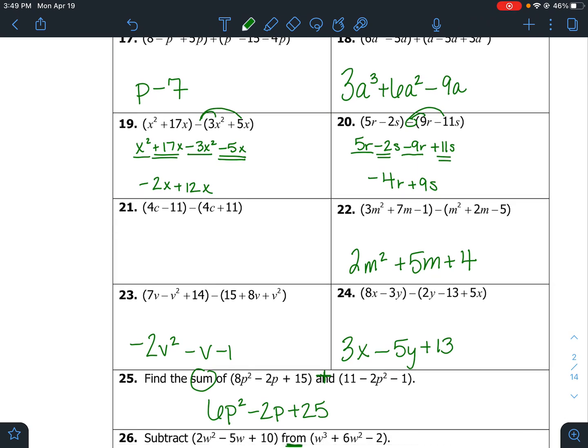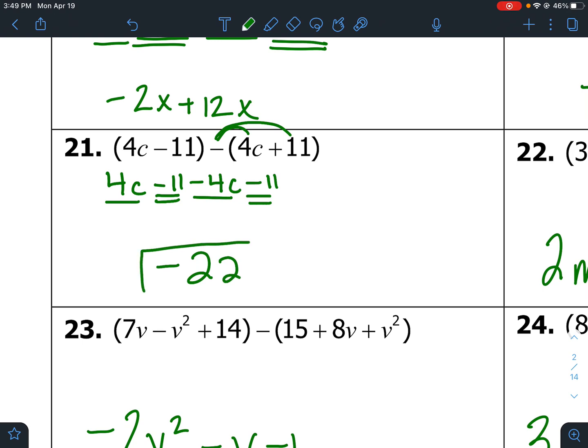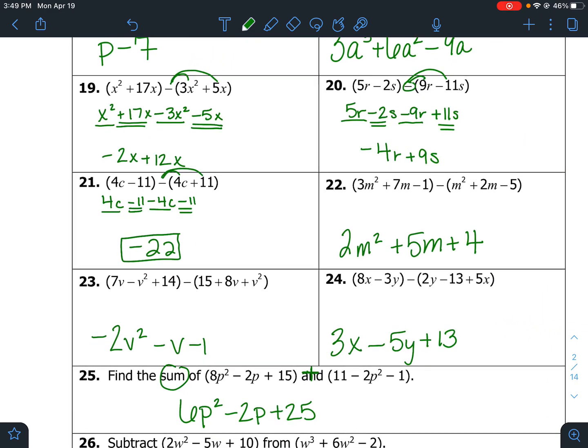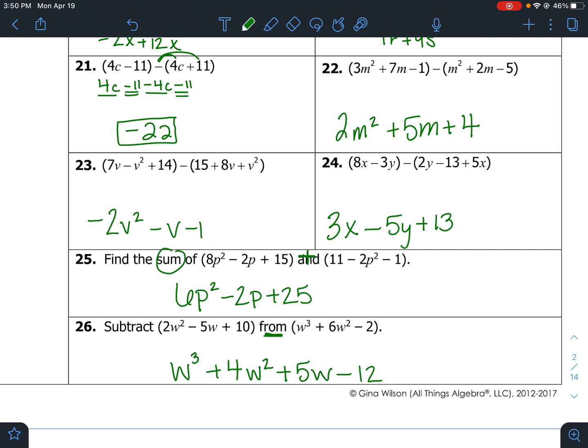I'm going to zoom in here real quick to do 21 with you. Again, taking that negative sign and distributing it. That gives me 4c minus 11 minus 4c minus 11. Combining my like terms, 4c minus 4c is 0c, so I'm not going to put that down. Negative 11 minus 11 is just negative 22. Sometimes your terms will be 0 and you can just leave them out. Okay, there's 22, 23, 24, 25, and 26.